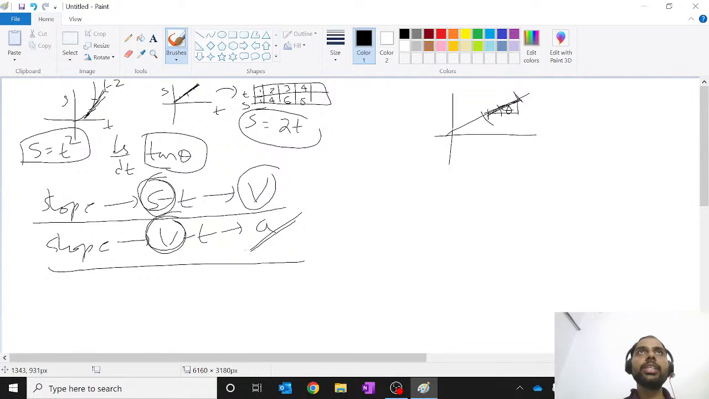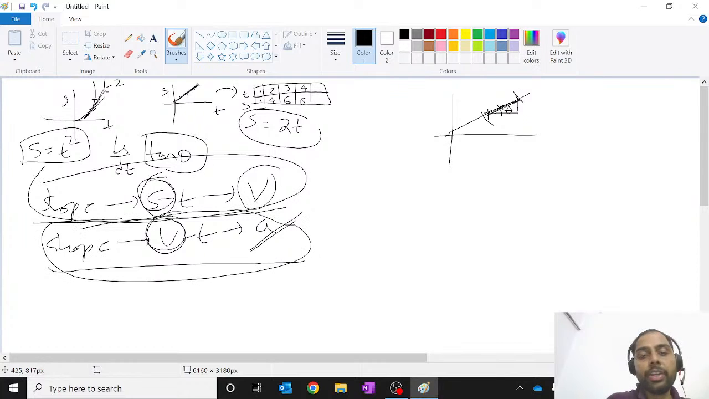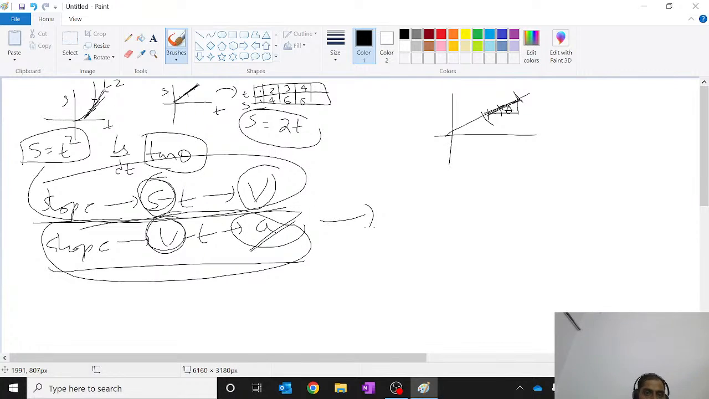So tomorrow we will see a couple of problems based on this. Remember: the slope of the S-T graph will give you v, that is velocity. The slope of the V-T graph gives you acceleration. Clear on this? Tomorrow we will see different varieties of problems on average speed, instantaneous speed, and all of those things, and we will solve further.